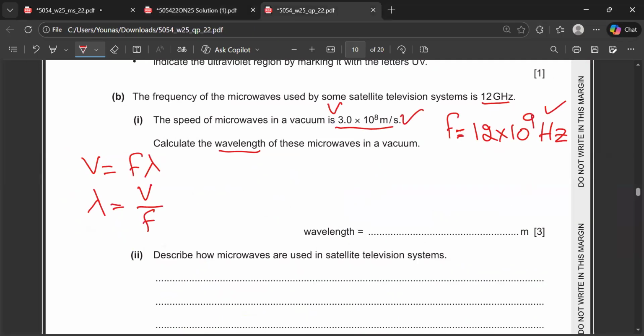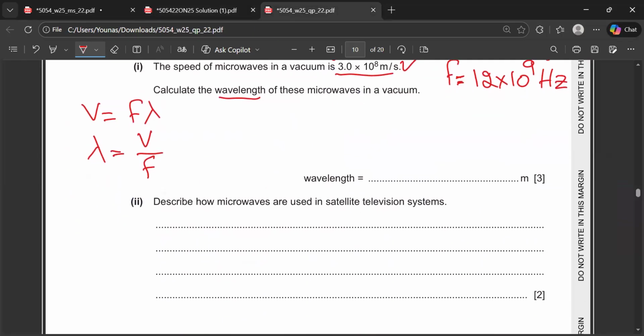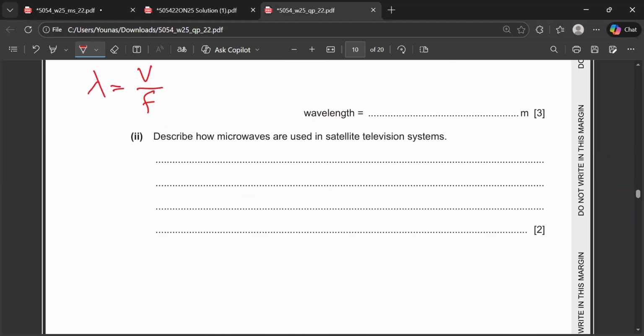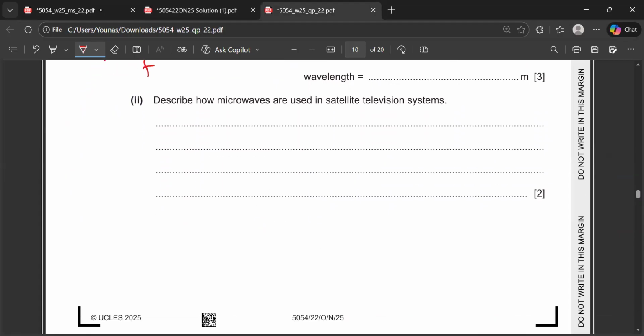Okay. So the question number 5B and its second portion is a 2 mark question. Describe how the microwaves are used in the satellite television system. You see, on Earth, we have the television station. And let's say this is your television station. So in the space, somewhere you have that satellite.